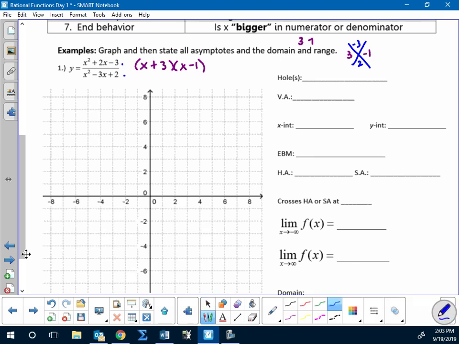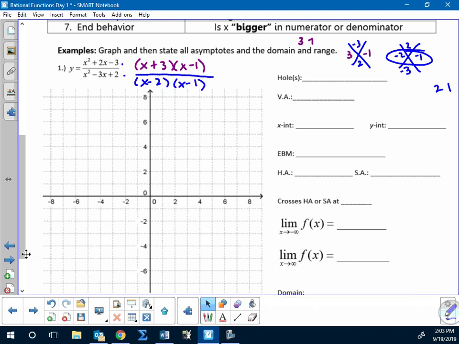For the bottom, I need numbers that would multiply to be 2. Stop right there. The only numbers that multiply to be 2 are 2 and 1. If they have to add to be -3, I need both of them to be negative so that they will multiply to positive, but still add to -3. So when I factor that, my magic numbers are -2 and -1. So I have x minus 2, x minus 1.